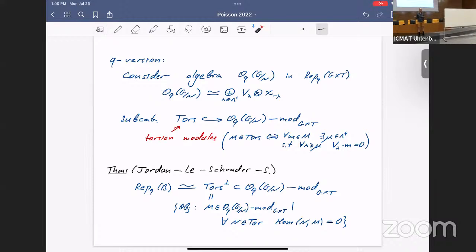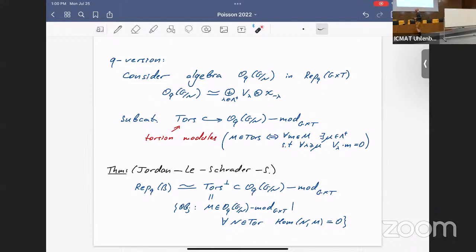Now, inside this category of G cross T equivariant OQ G mod N modules, you have a subcategory of torsion modules. So what's a torsion module? Well, a module is torsion if for any element, for any vector in this module, there exists some weight which is high enough that anything higher will actually kill this vector, right? So these are torsion modules.